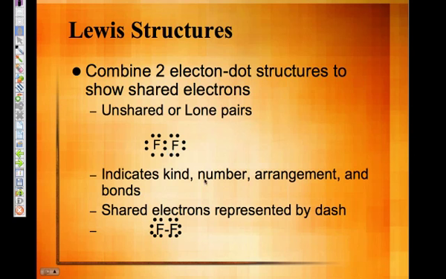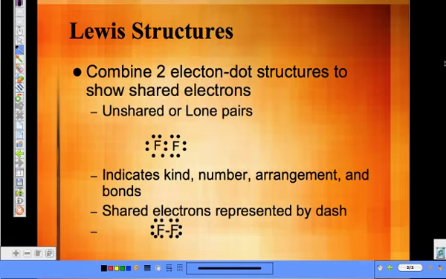This is going to indicate the number, arrangement, and the kind of bonds. And whenever you have shared electrons, you represent them by a dash. So one dash represents two electrons. And let's go through how you would get this Lewis structure. So we would want to write the two fluorines first, and fluorine has how many valence electrons?